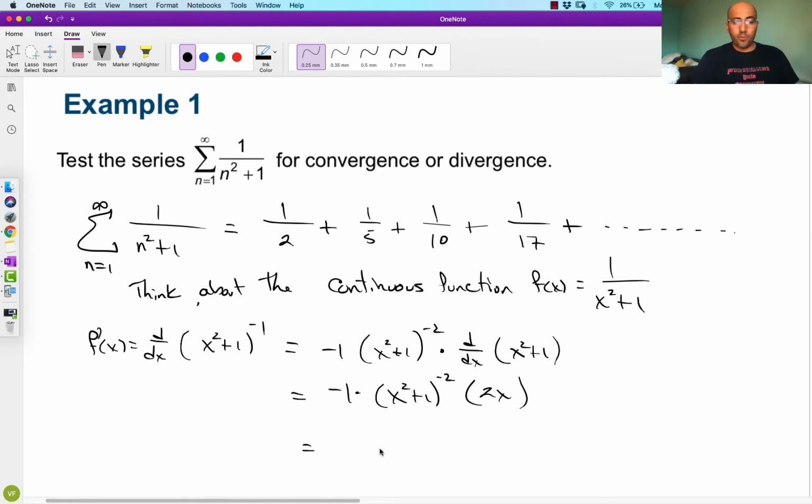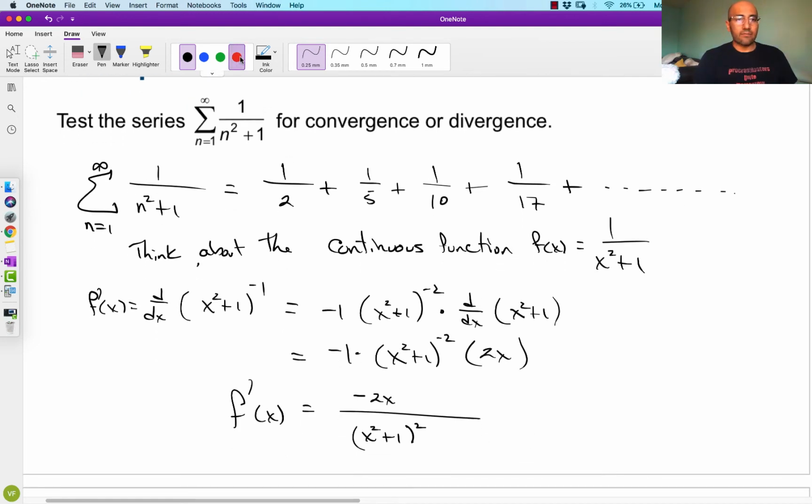Okay, so we end up with -2x all over x squared plus 1 squared. That's the derivative, f prime of x. Okay, well, the denominator is always positive, right? Because we're squaring x and adding 1, that part's always positive. And then we're squaring that, so always positive. And remember that we're only interested in values of x being greater than or equal to 1. So for values of x greater than or equal to 1, this is always negative.